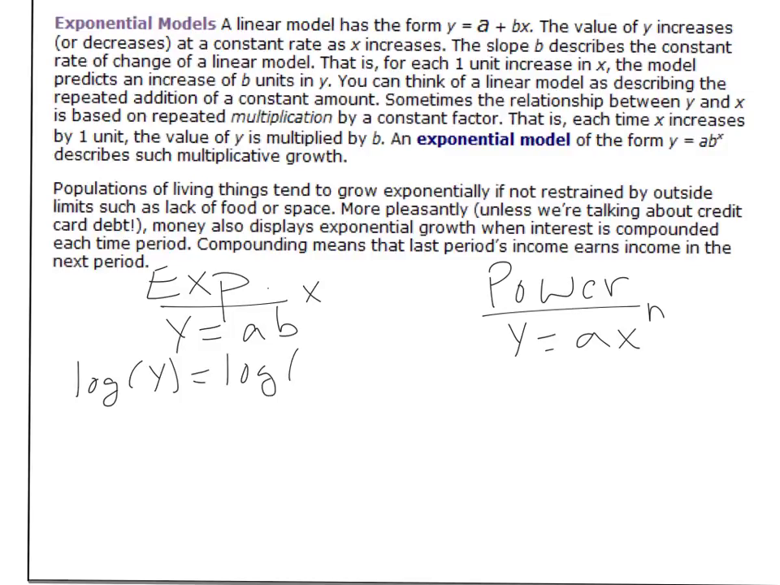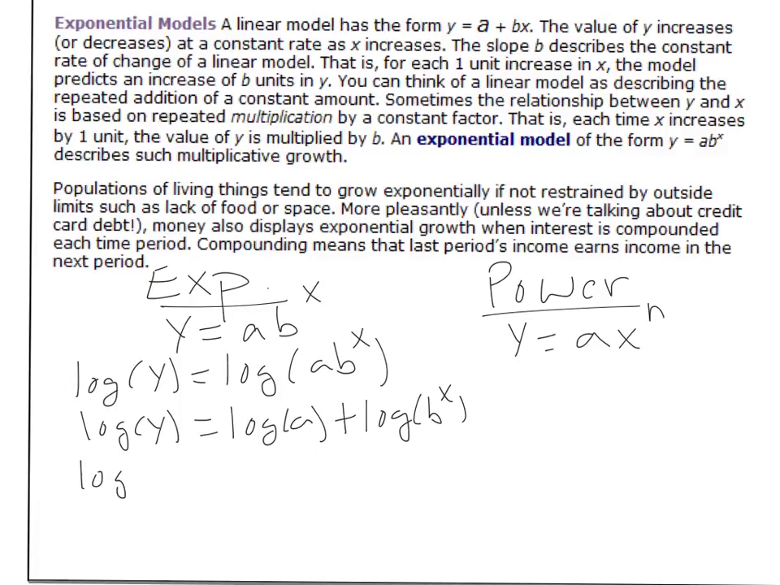Take the log of both sides. From an algebra perspective, that's a completely valid step to make. Log of y leaves us with absolutely nothing to simplify. Log of ab to the x power gives us plenty. We could take the terms a and b to the x power, and we could split them up. One final step: log of a plus x log b.